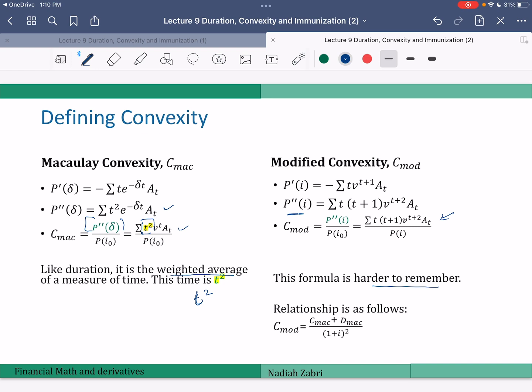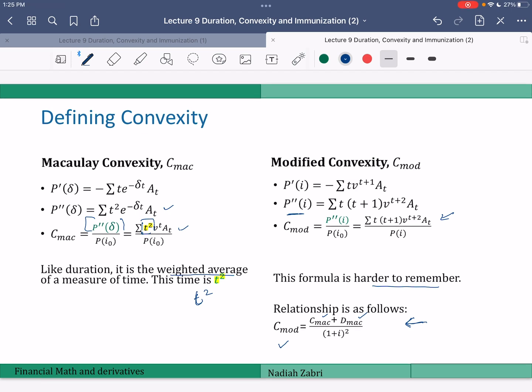To get the modified version, usually you calculate the Macaulay version first and then you convert. To convert, it follows this relationship. This relationship is easier to remember. So the modified convexity is equal to the Macaulay convexity plus the Macaulay duration, over (1 plus i) to the power of 2.